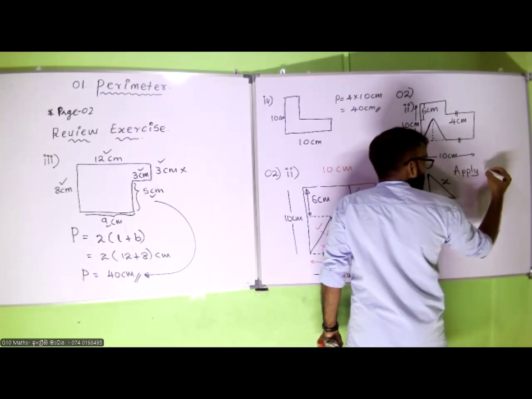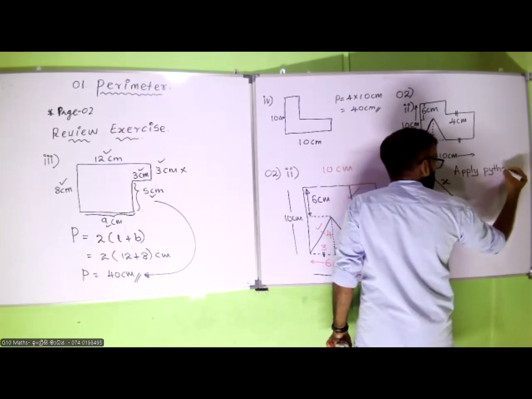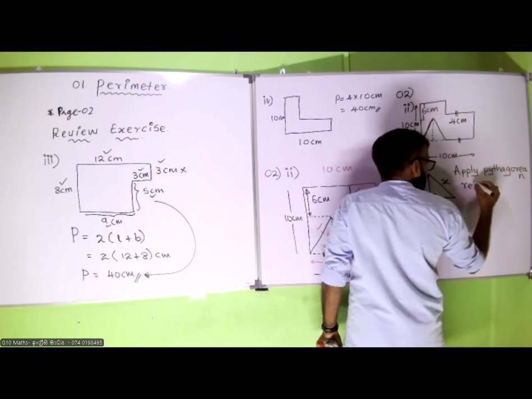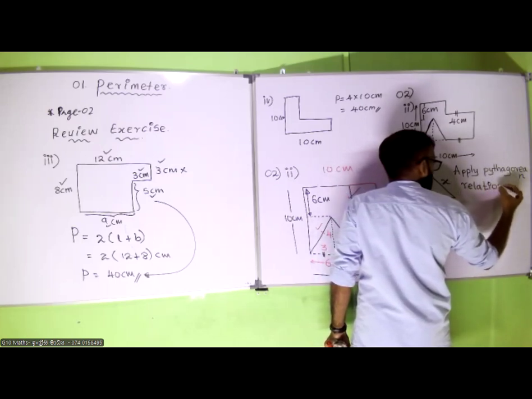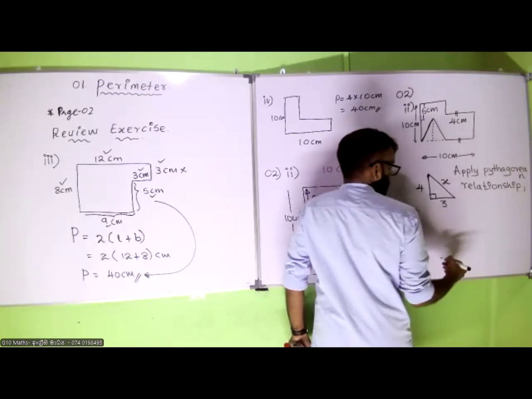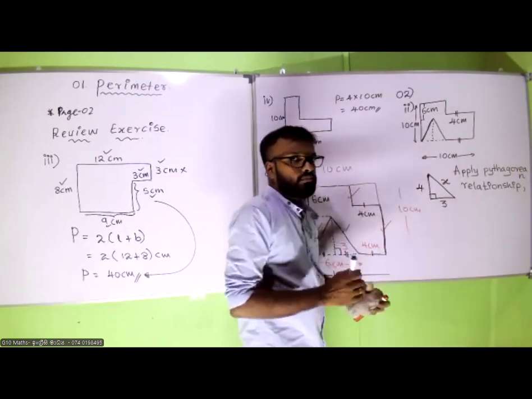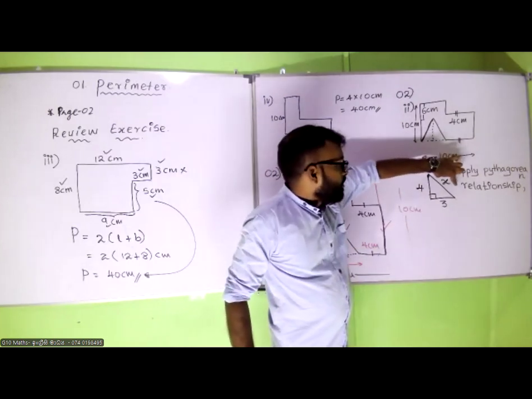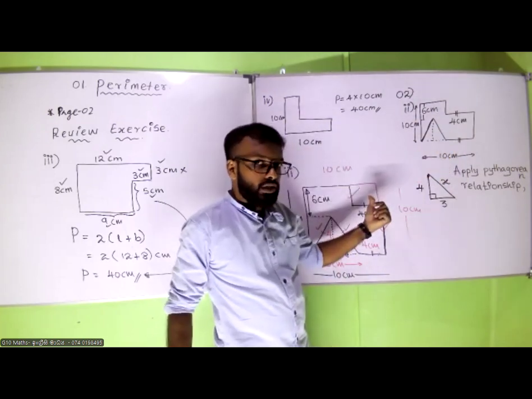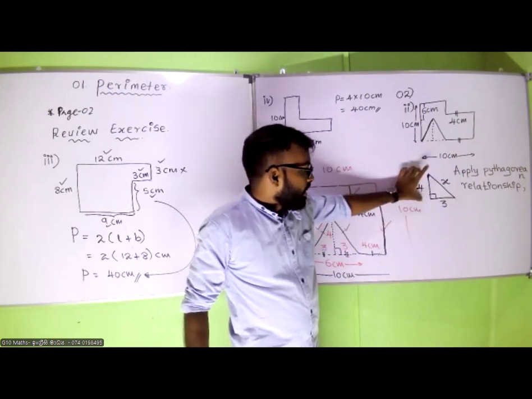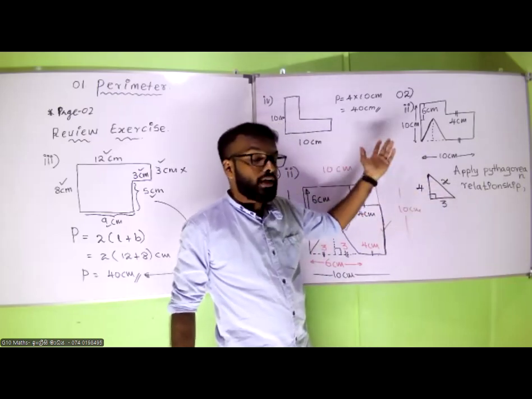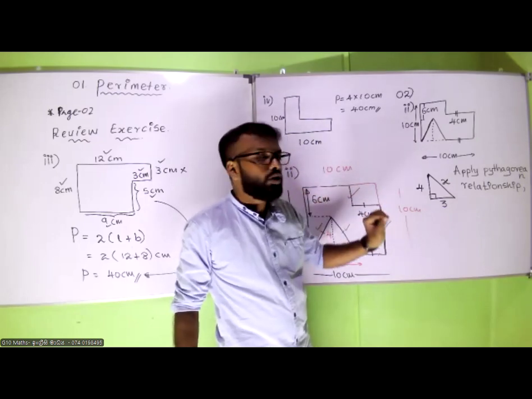Apply Pythagorean relationship. Come on. So, what is the theorem? The area of the square drawn on the hypotenuse is equal to the summation of the areas of the squares drawn on the other two sides. That is the Pythagorean relationship.